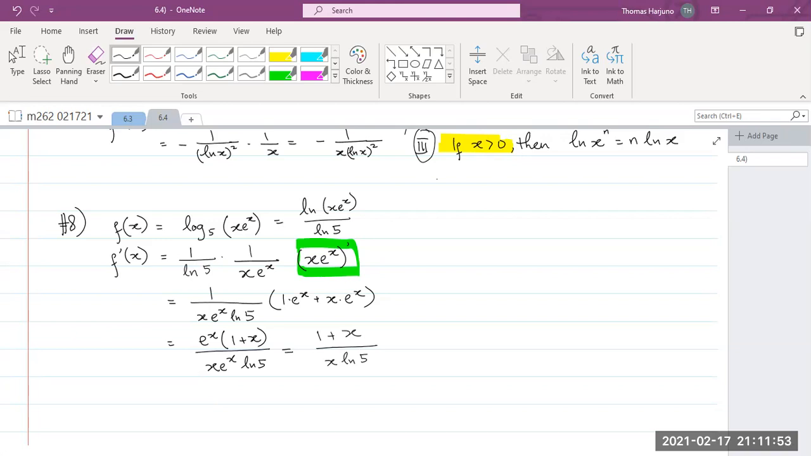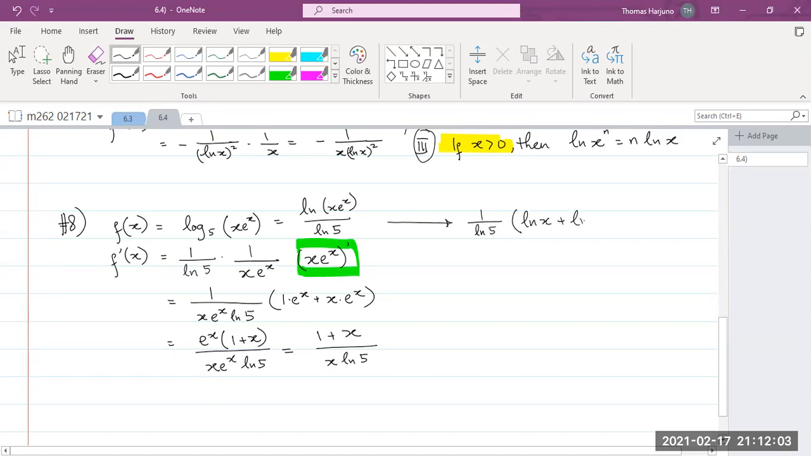Okay, now notice that this can also be seen as 1 over natural log of 5 times ln x plus ln e to the x, right? I split this here into a sum of logs. Log of a product equals the sum of logs. That expression is the same as 1 over natural log of 5 times ln x plus x.